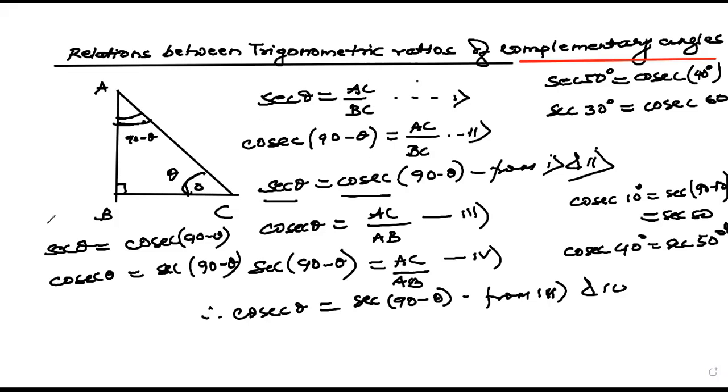See, the word sec has no co. So sec will change to what? Add co. It will change to cosec. And in place of theta, 90 minus theta. Sec theta equals cosec of 90 minus theta.